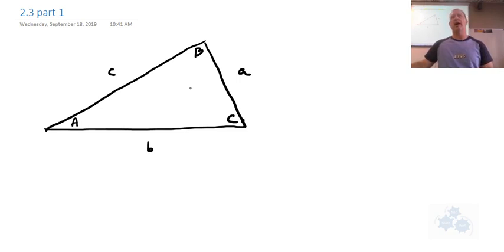So you might think, well, how do we use sine if it's not a right triangle? Well, it's a good question. But the sine law is applicable to all triangles, not just right triangles. So that's why it's really useful. That's why we need to study it.